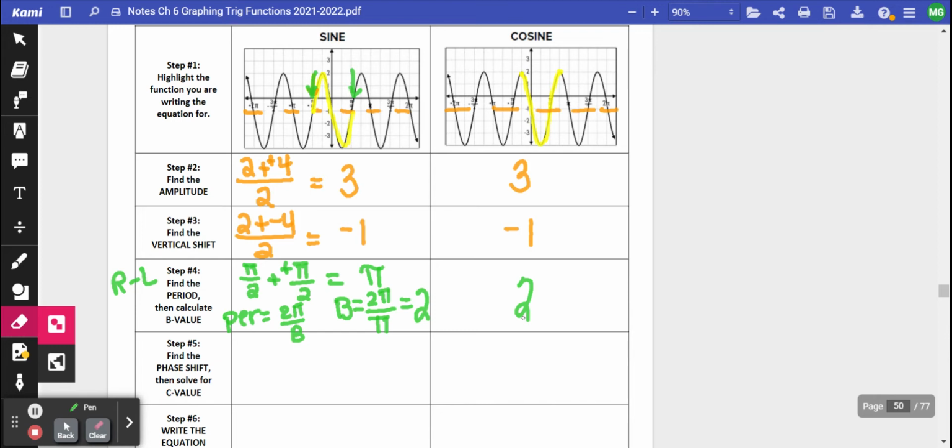Next, we have to find our phase shift. This will be different for these two. We know that this function starts at -pi/2. So our phase shift is that it moved left pi/2 units. For this one, it moved to the left a little bit, and we have to figure out what that is. Well, that value is right smack between 0 and -pi/2, which means halfway between, it's moved left pi over 4 units.